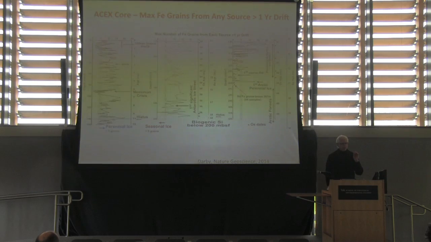the maximum number of grains from any one source from all around the Arctic. That was the maximum number of grains from any one source, okay? And these sources have to be more than 1 year of ice drift from ASECs, from the core site. And we did this with a very conservative approach.